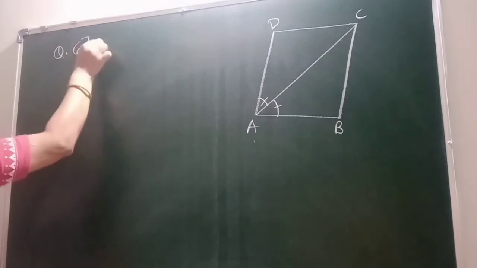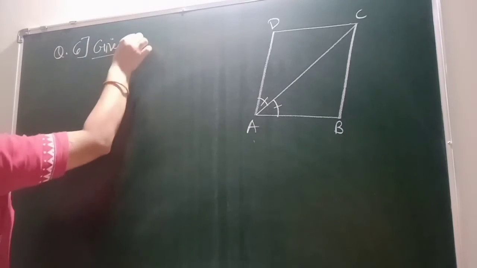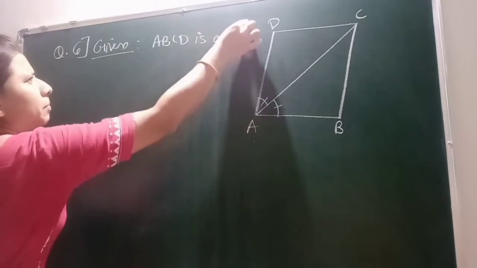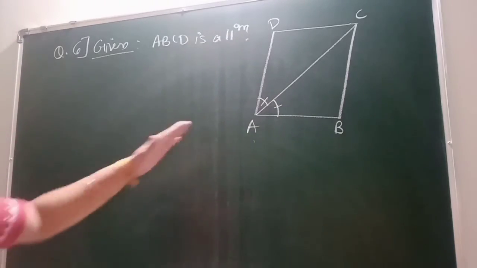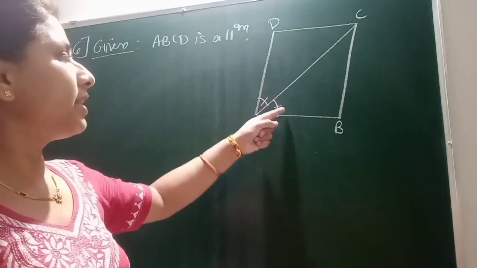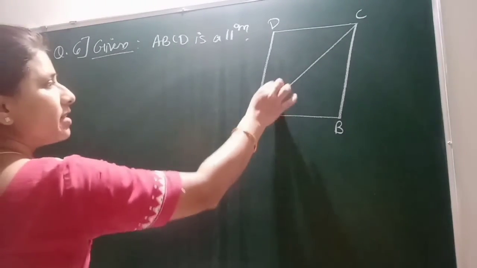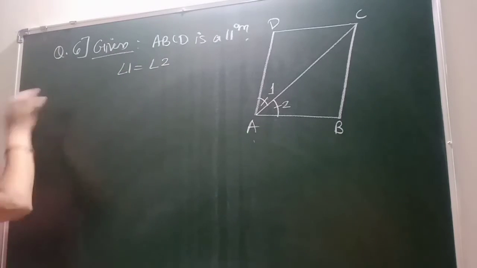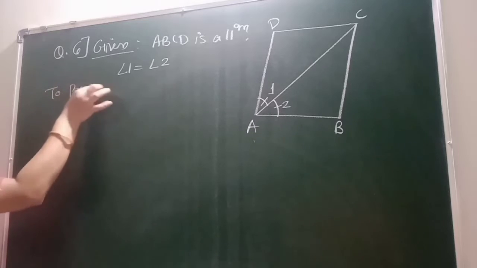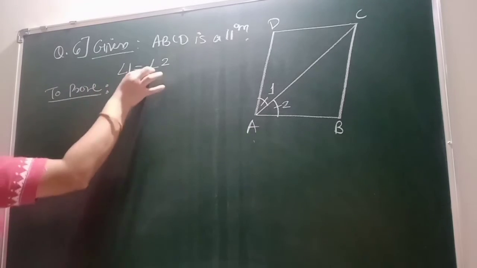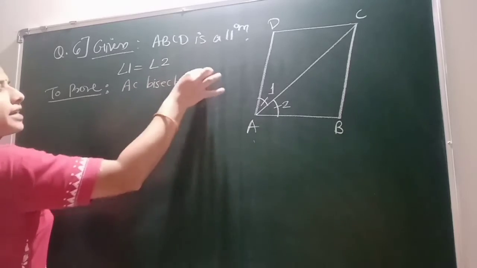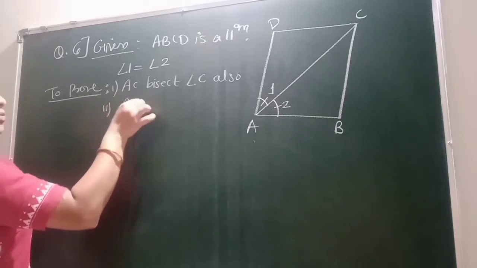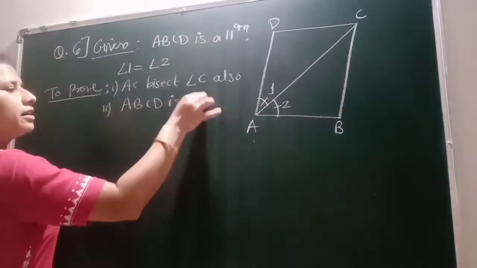So first we will write what is given. It is given that ABCD is a parallelogram, and this diagonal AC is bisecting angle A. It means both the angles, suppose this one is your angle 1 and this one is your angle 2. It means angle 1 is equal to angle 2. And then what we have to prove? We have to prove AC bisects angle C also. First part, and in the second part we have to prove ABCD is a rhombus.